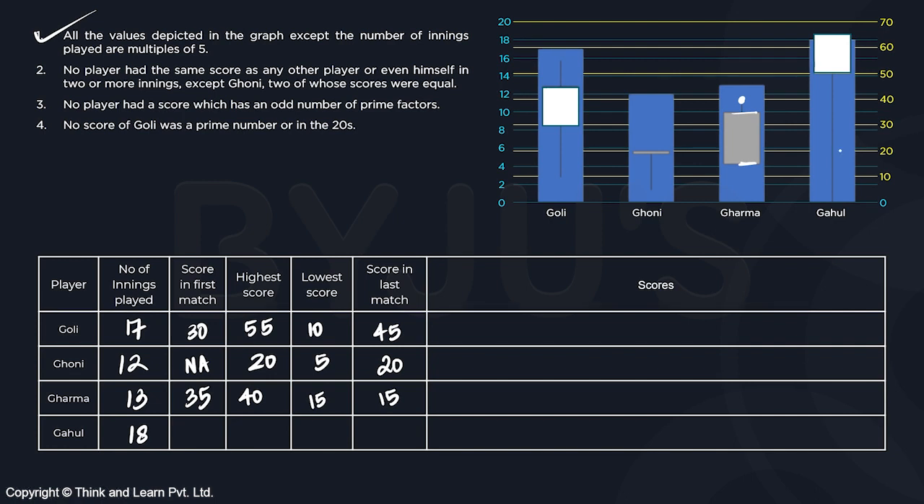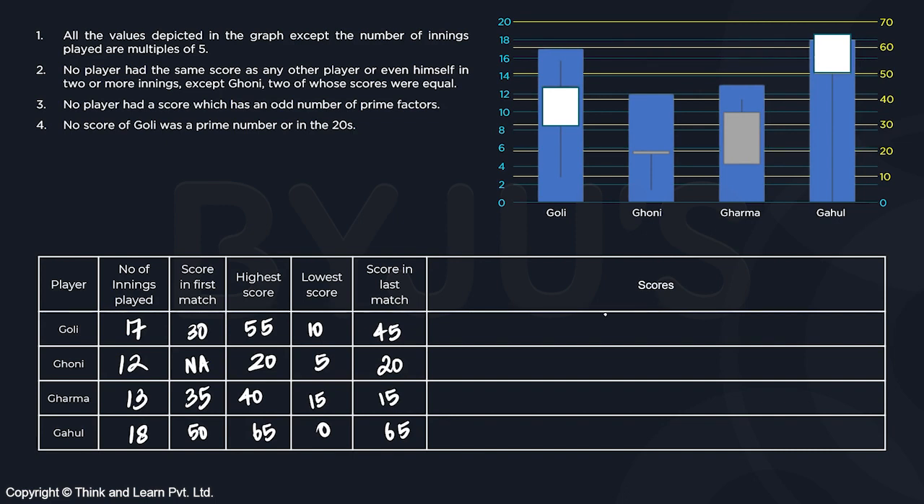Let's look at Gahul now. The total innings he has played is 18. For the score in the first match, since it is white in color, it will be the lower value, which is 50. The score in the last match is going to be the top one, which is between 60 and 70. This will result in 65. The highest score is going to be the tip because there is no line above it, which is between 60 and 70, so it becomes 65. And the lowest score is the bottom tip of the line, which is 0. So we have the values calculated for all these 4 players.